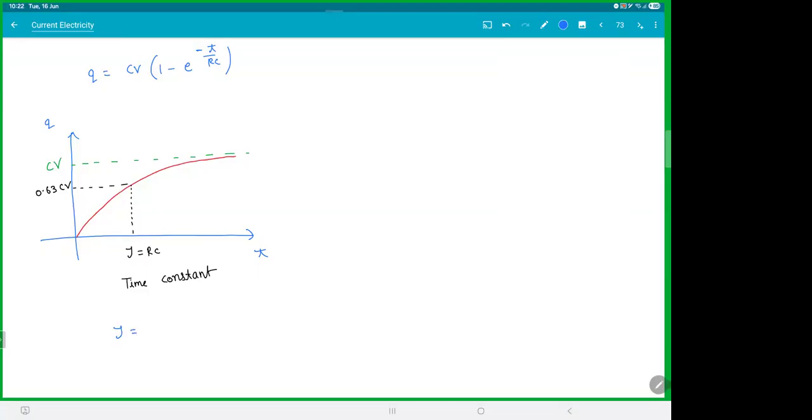If you remember, we also heard about relaxation time. So unfortunately, the symbols all look the same. Tau is time constant. This is the time taken to charge the capacitor by 63%.